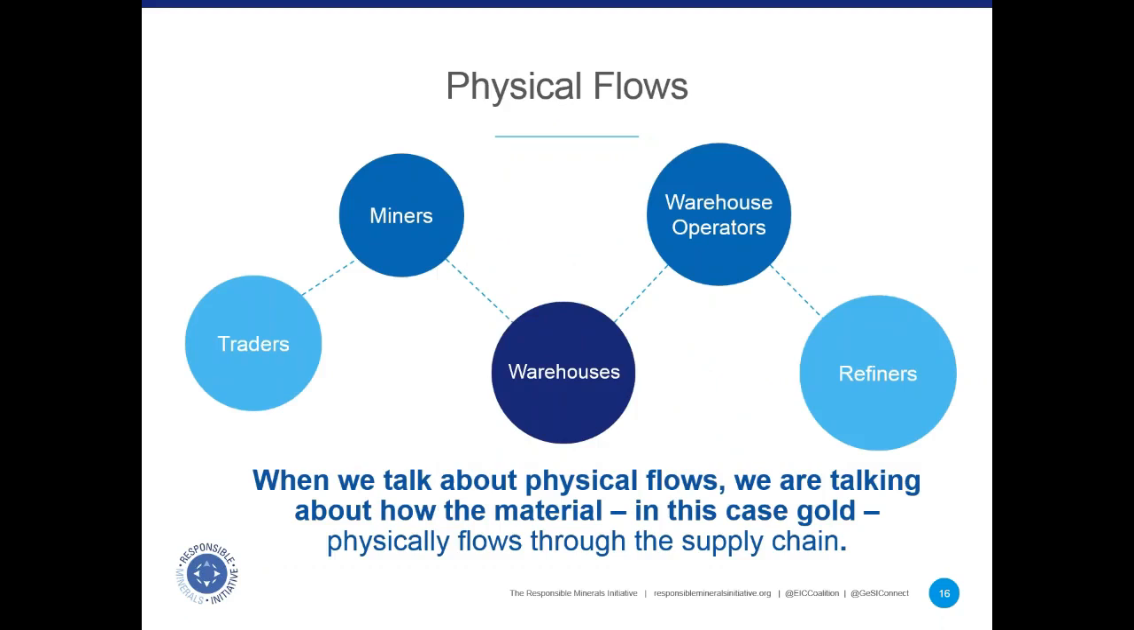Moving now to physical flows. When we talk about physical flows, we are talking about what has been discussed in previous trainings regarding how the material, in this case gold, physically flows through the supply chain. For example, a trader may purchase gold from a miner and store it in a warehouse. While the trader maintains ownership, the material is in the physical custody of the warehouse and under the physical control of the warehouse operators. Similarly, a customer may commission a refiner to refine its gold jewelry. While the customer maintains financial ownership of the gold, it is physically located at the refiner during processing.